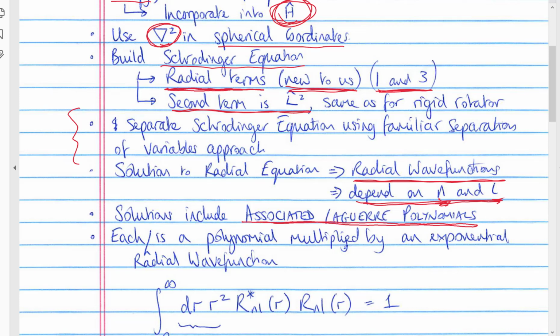And what are these associated Laguerre polynomials? Well, they're fairly complicated to set up. So again, we'll just jump to the conclusion here. But what we must recognize is that each radial wave function, and this is going to be familiar moving forward, so the simplification here is that each radial wave function is a polynomial multiplied by an exponential. So there's always going to be this exponential decay as we move out towards r equals infinity.